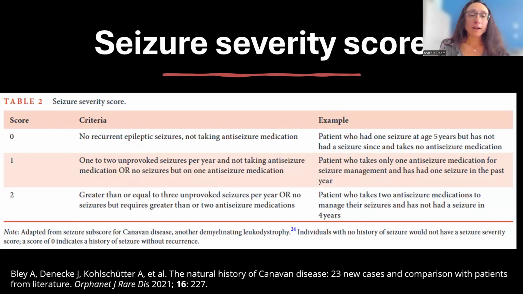We also want to look at not only seizure occurrence, but seizure severity. And we use the seizure severity score as reported in a natural history study of Canavan disease. This score uses a scale of 0 to 2 to describe seizure severity. And this takes into account the frequency of seizures and if patients are on anti-seizure medication. A score of 0 means they did have a seizure, but it didn't recur, and they are not currently taking anti-seizure medication.